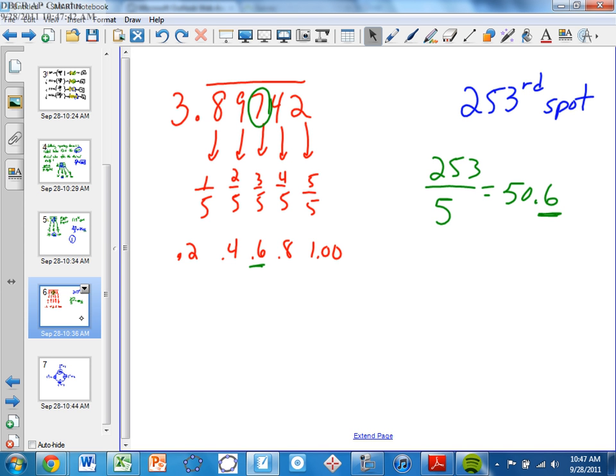If you type in 1 over 5, you'll get 0.2. If you type in 2 over 5, you'll get 0.4, etc., etc.